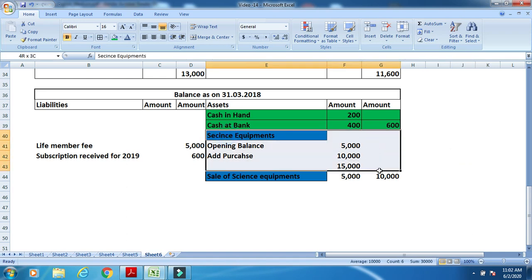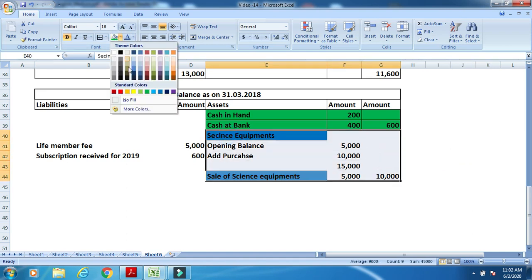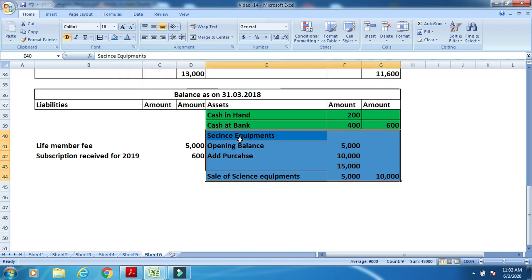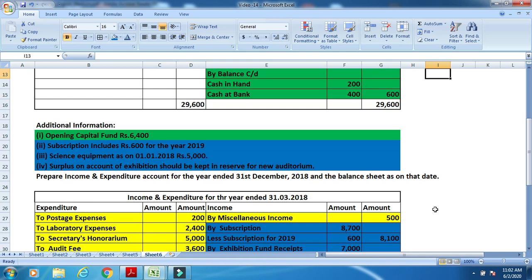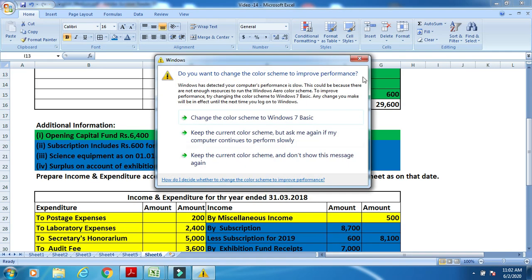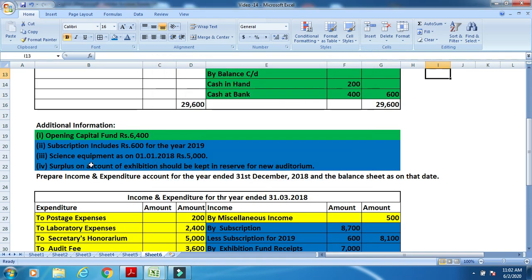Listen here. Science equipment, they are given in the adjustment. All the adjustments are highlighted in blue color. Opening balance 5,000. Purchase 10,000. Total 15,000. Then sale of science equipment at book value. We consider the book value 5,000. The net amount is 10,000. Then consider the other adjustments. Science expenses already considered. Subscription includes 600. Science equipment opening and purchases considered here.